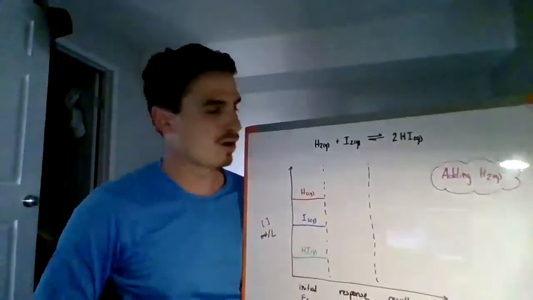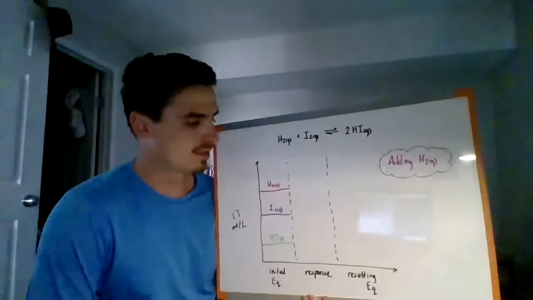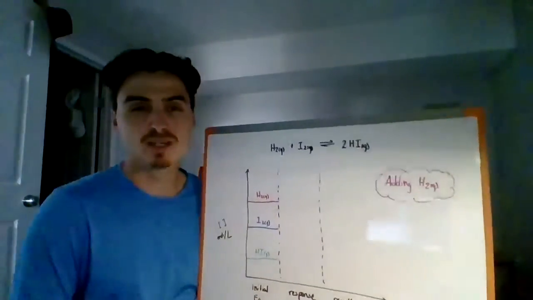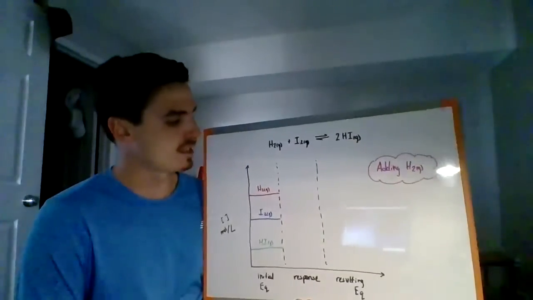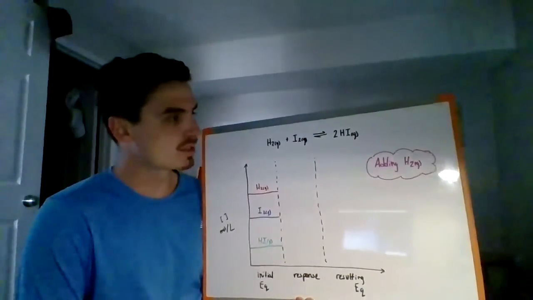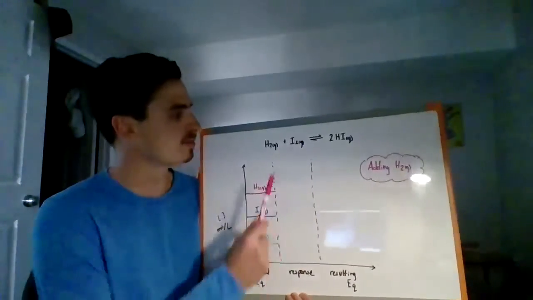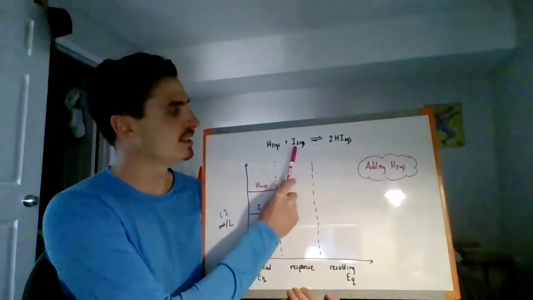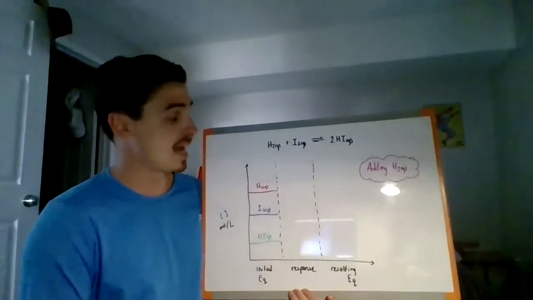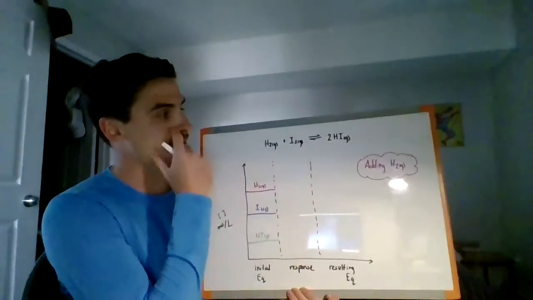All right, hey everyone, welcome to this lesson, lesson 3 of equilibrium on Le Chatelier's principle. And we're going to be looking at example 1, which is studying the equilibrium system between hydrogen gas reacting with iodine gas, producing hydrogen iodide.